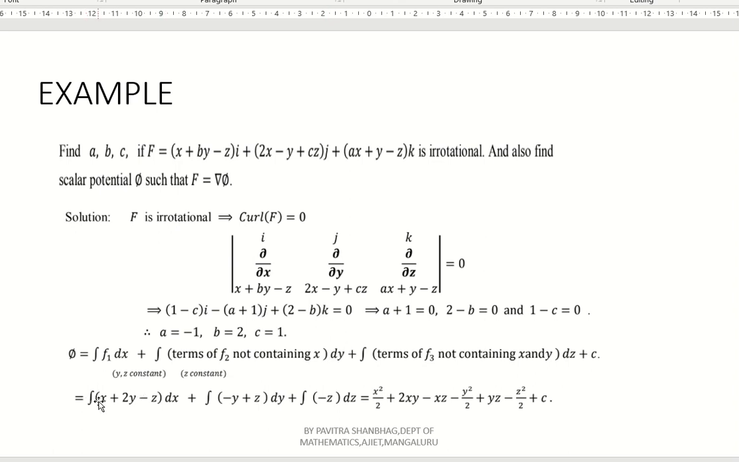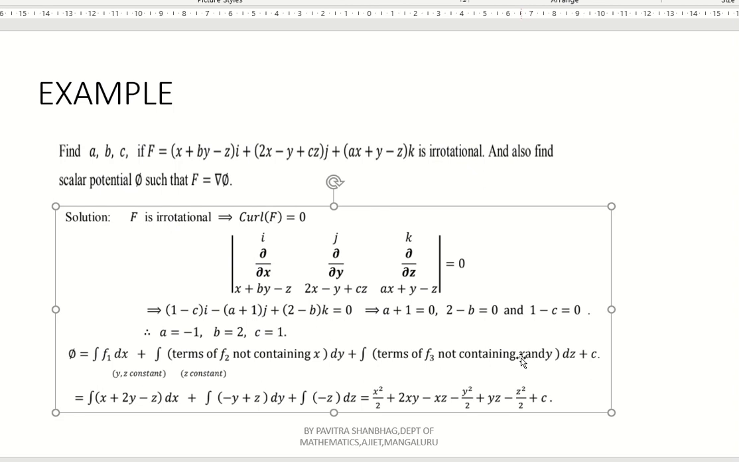So if you apply that, what will you get here? Integral f1 dx. What is f1? x plus 2y minus z dx, because b is 2 here, right? Plus integration of the term of f2 not containing x, so what is that? Minus y plus z, because c is 1. Here f2 not containing x, here f3 not containing x and y, that you have to remember.